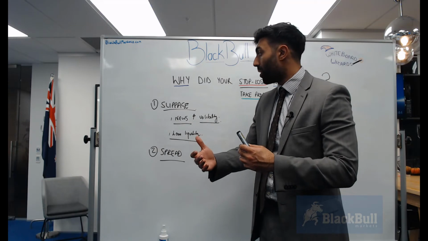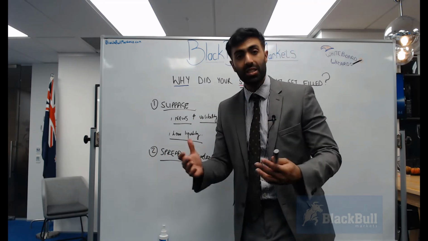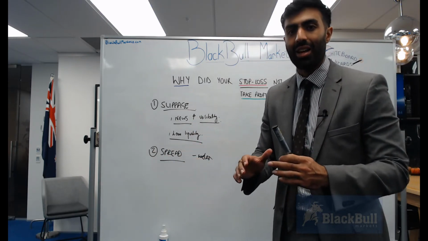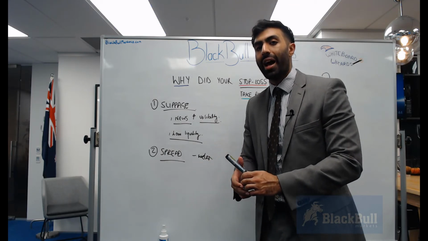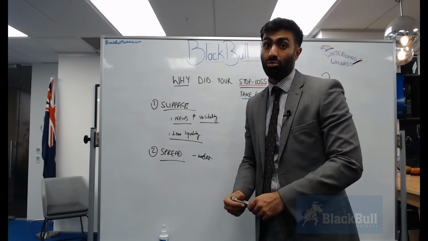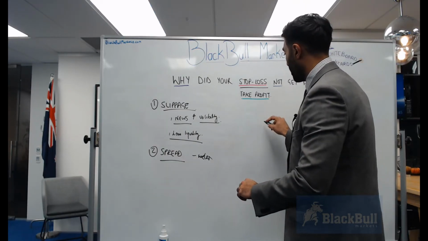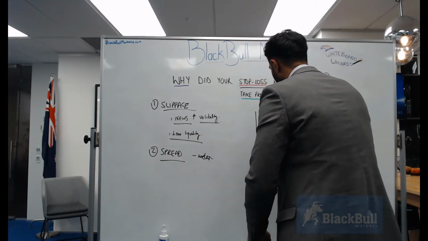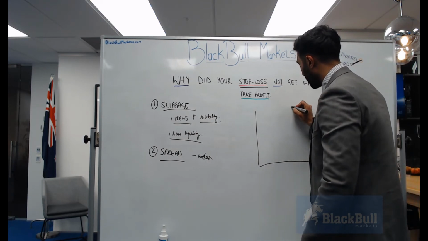Let's go through a basic example to help you understand how market slippage occurs and how it could possibly affect your account. In addition to that, how you could best risk manage around these events. So let's draw a basic chart here. This is the Euro US dollar.